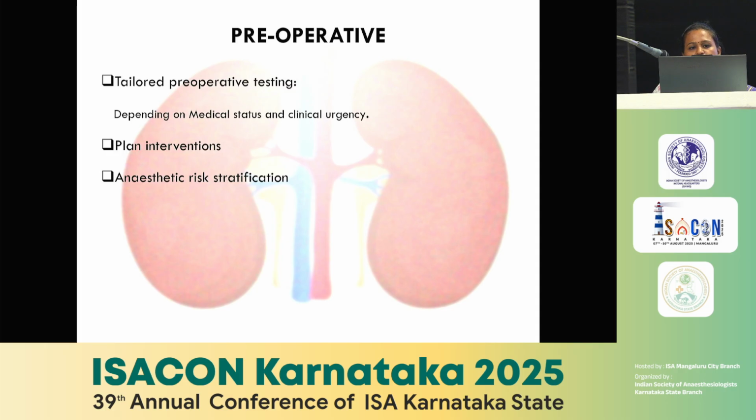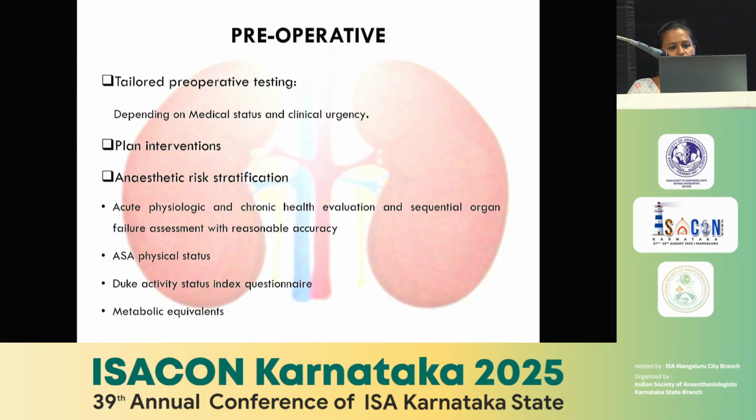Preoperative testing has to be done selectively for these patients, which depends on the patient's medical status and clinical urgency. Key indicators to note are renal function tests, electrolyte balance, complete cardiovascular status assessment, and coagulation profile. In elective settings, you have to plan for interventions before the surgery to optimize patients and to reduce risk associated with these types of conditions.